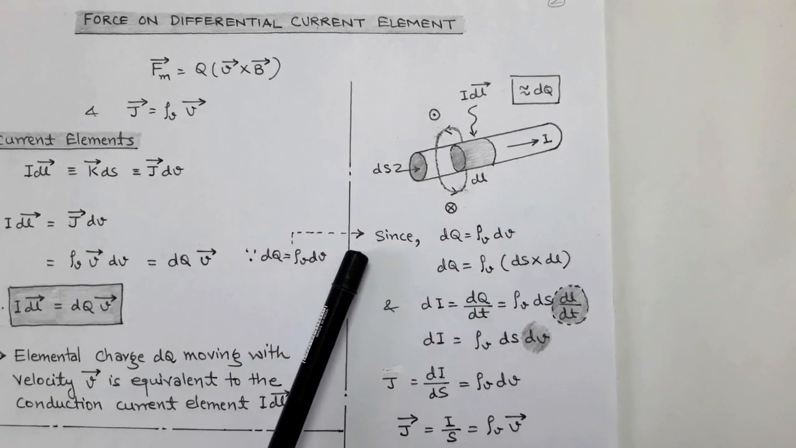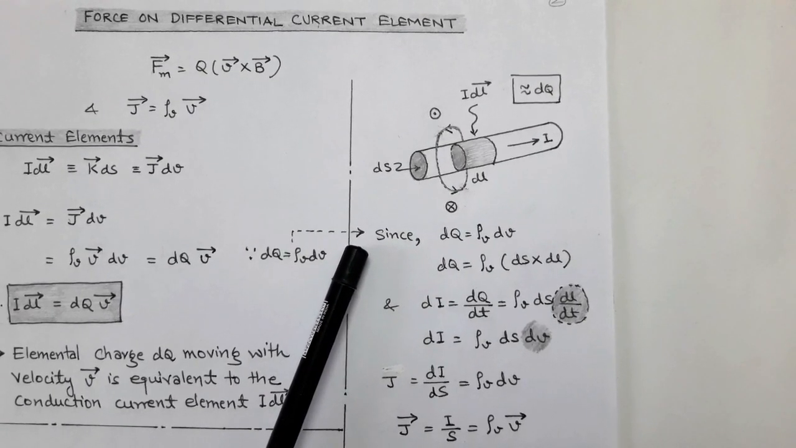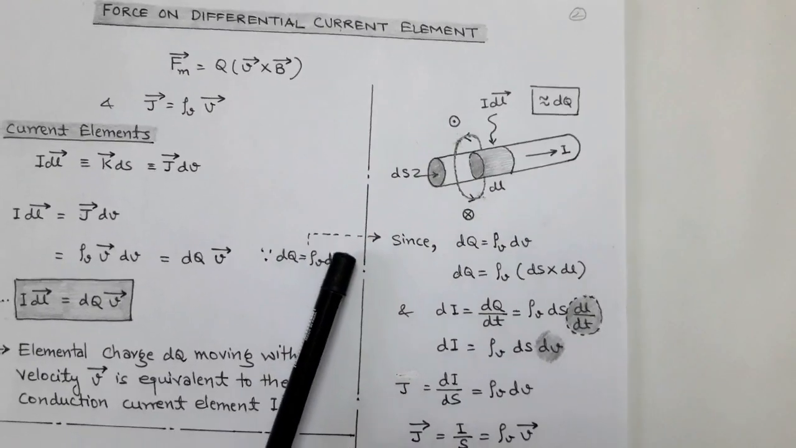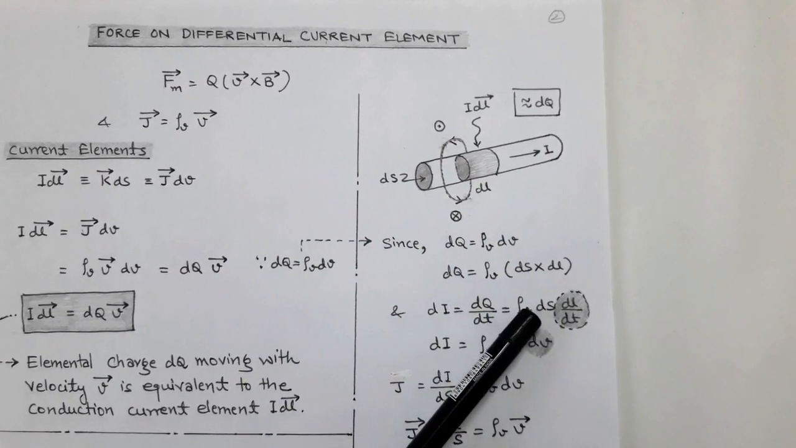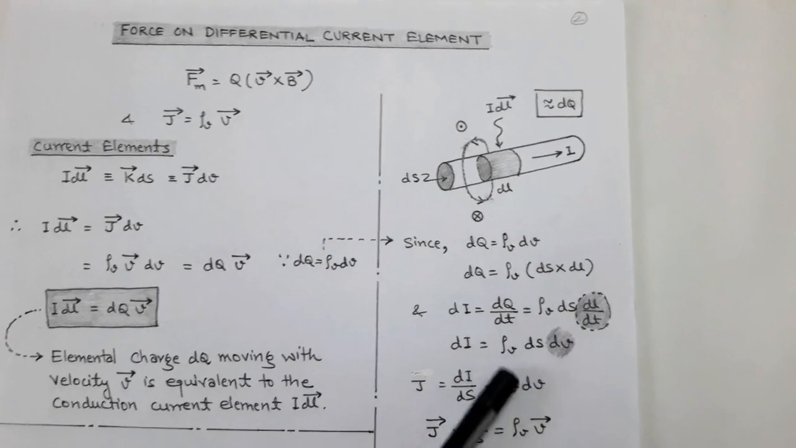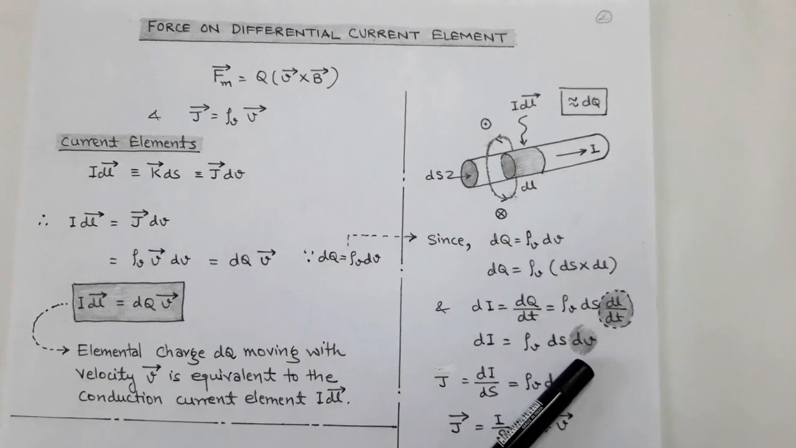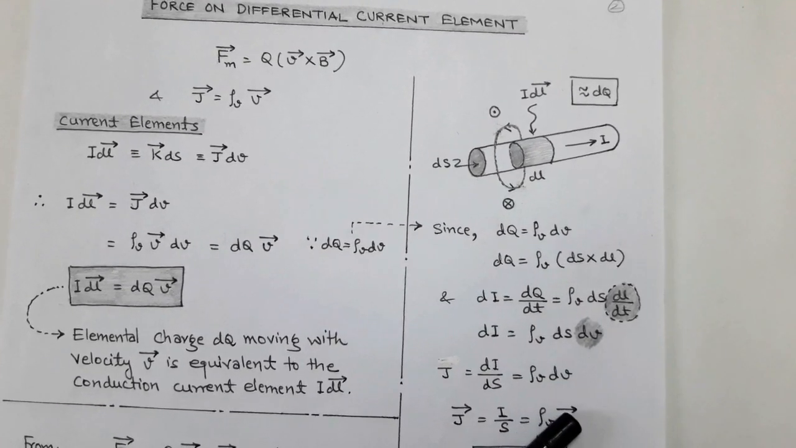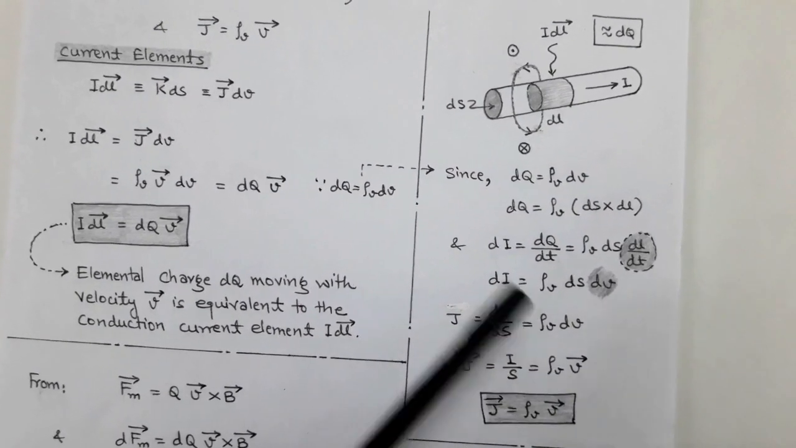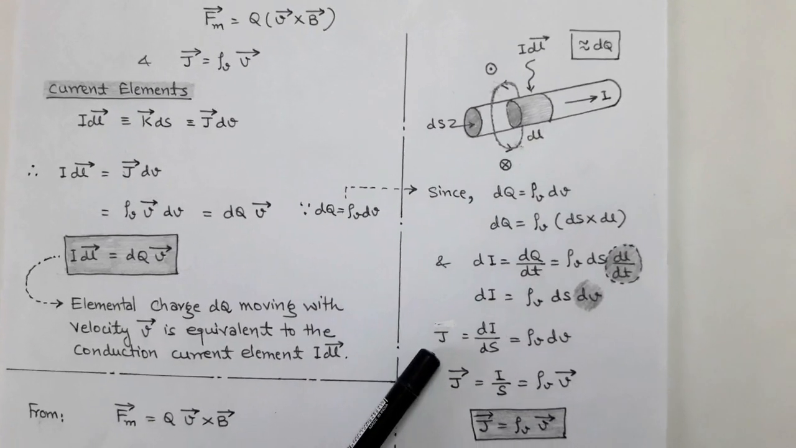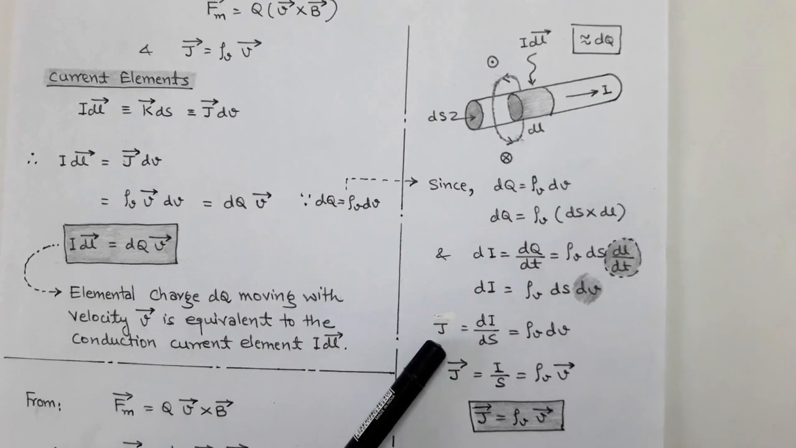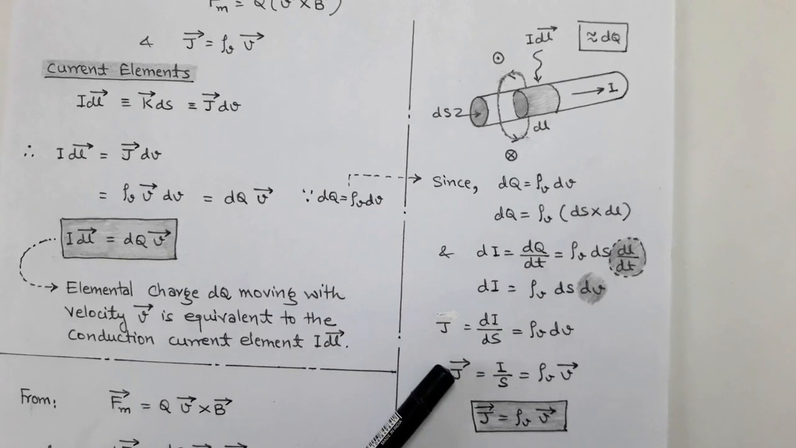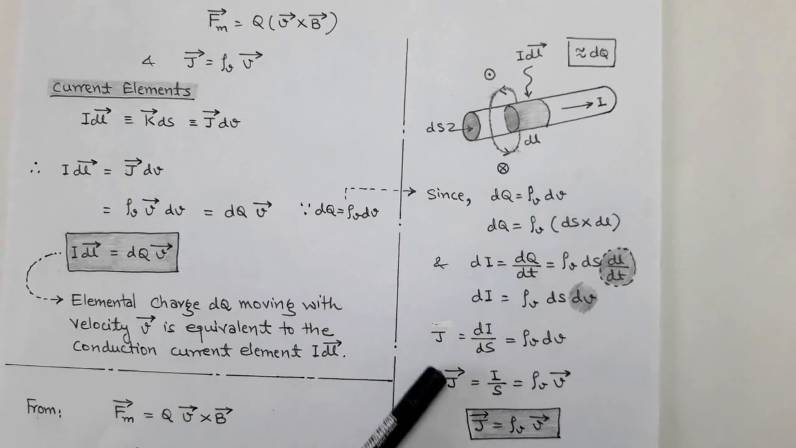Now we know that the differential current di equals dq upon dt, that is charge upon time, the rate of change of charge with respect to time. So we put the value of dq here. So di equals rho v ds dl upon dt, and here dl upon dt is the differential velocity dv, that is displacement upon time. Now from here we can get the current density J vector, that is the ratio of di upon ds, current upon area. So the current density J vector equals rho v into dv, and this is the current density for a small differential volume.